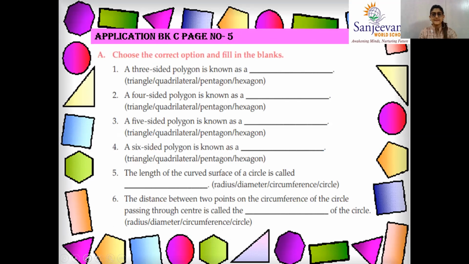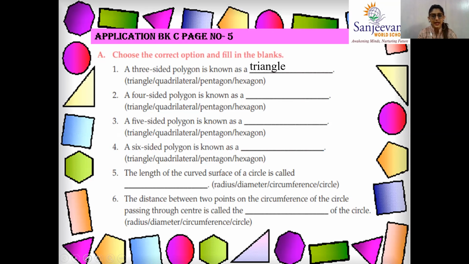Now going ahead with page number 5, choose the correct option and fill in the blanks. A three-sided polygon is known as a dash. Now what is the meaning of polygon? Polygon means any shape which has three or more sides. That figure becomes a polygon. So which figure has three sides? Obviously triangle.